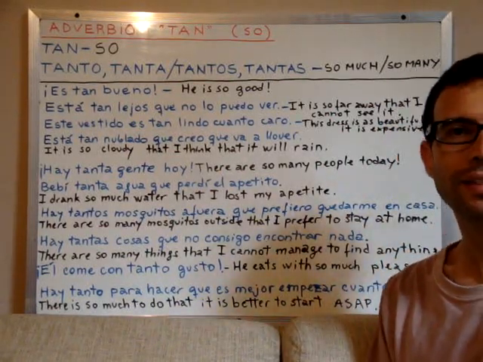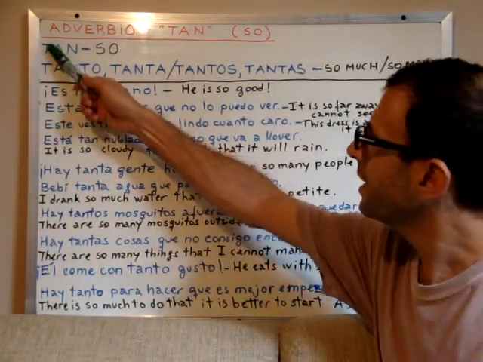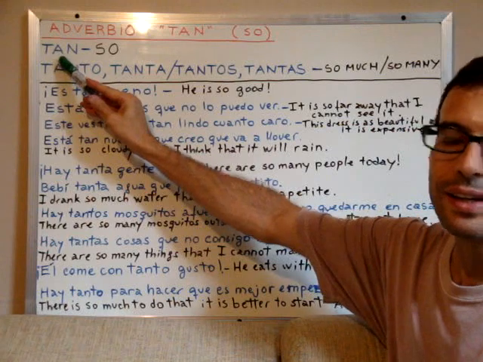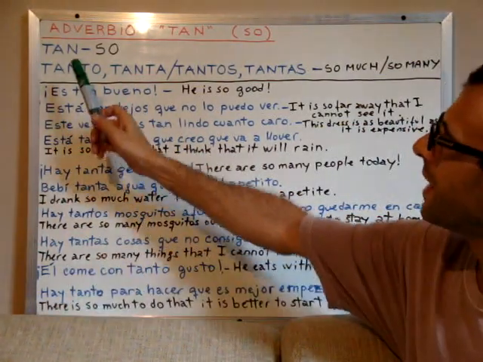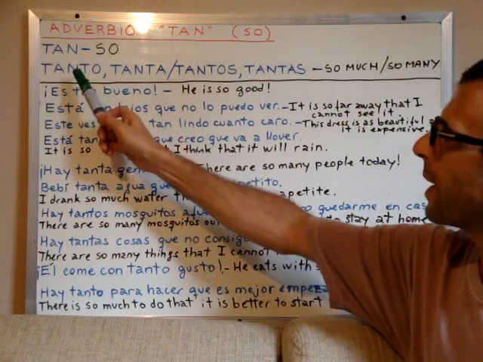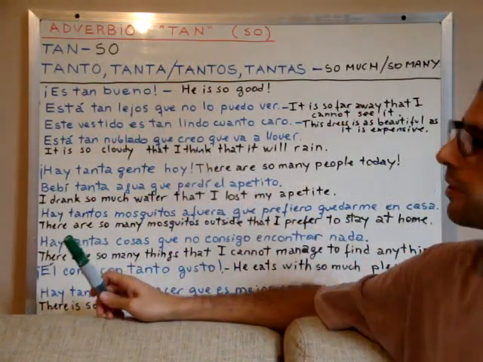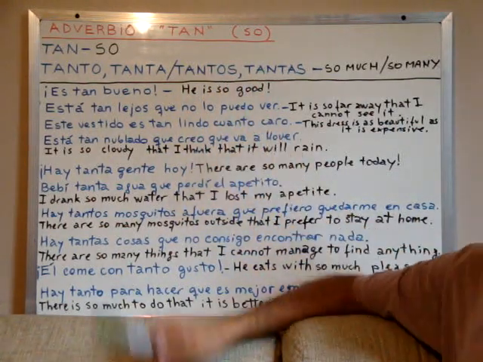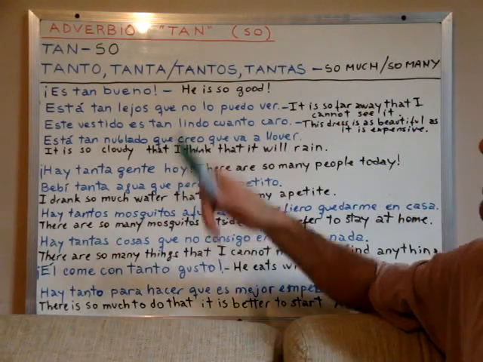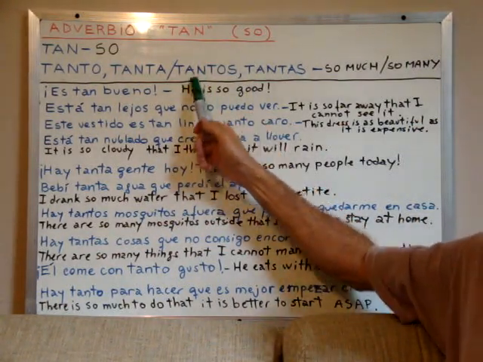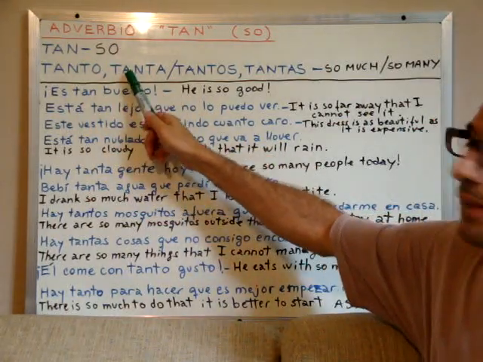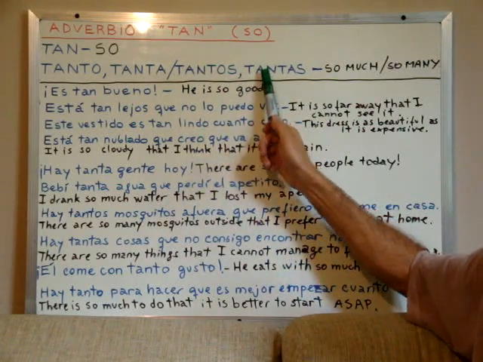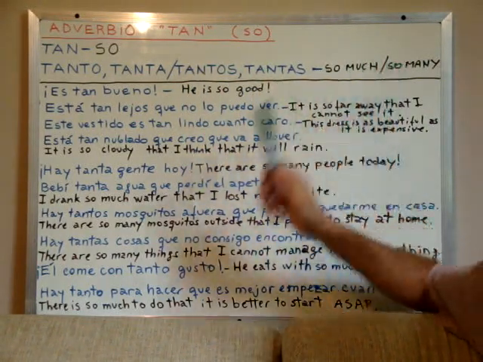Practice using the adverb tan. T-A-N. That means so. The adverb tan has these variations: tanto or tanta for masculine and feminine, singular or uncountable, and tantos and tantas for countable and plural, okay? So, tanto tanta means so much. Tantos tantas means so many, okay?